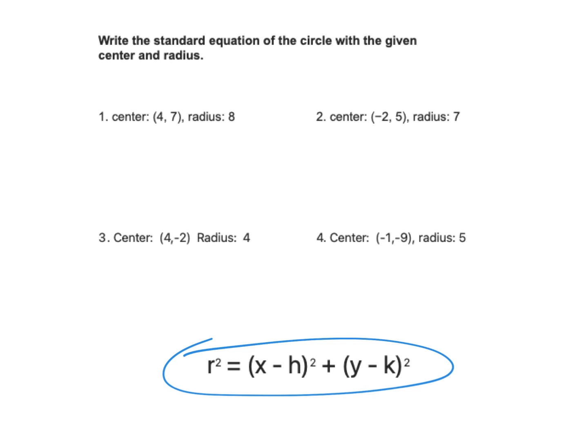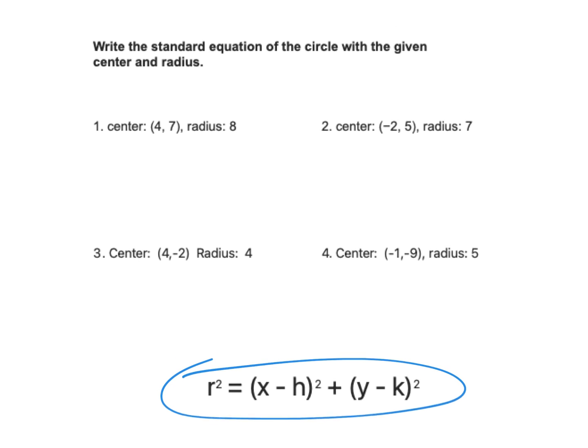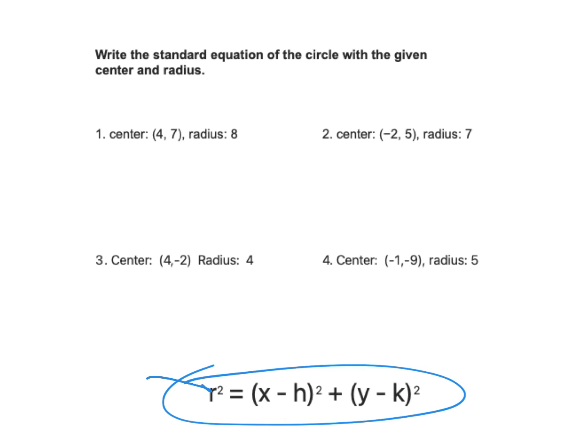So now, instead of given the equation, say what the center and radius is, now I am going to give you the center and radius, and you have to write your equation. So we have our formula down here. We've got r squared. Well, our radius is 8, so we're going to have 8 squared. And then our first set of parentheses squared, second set of parentheses squared.